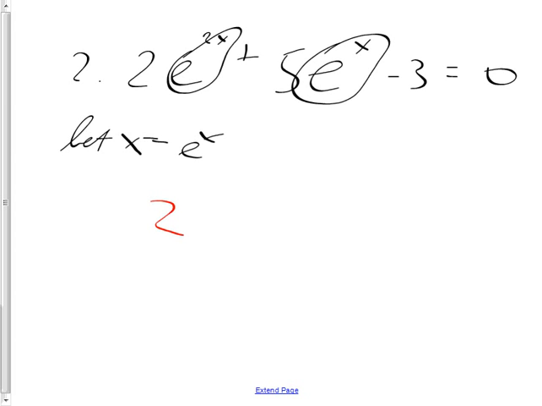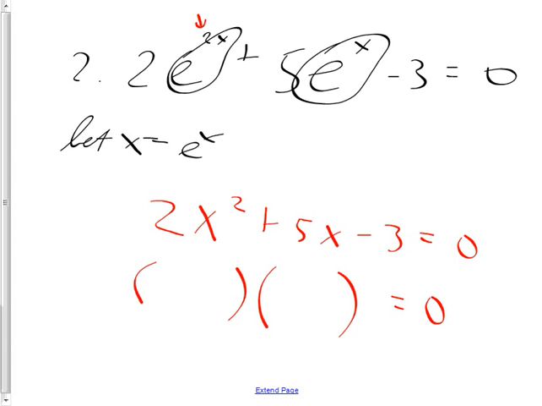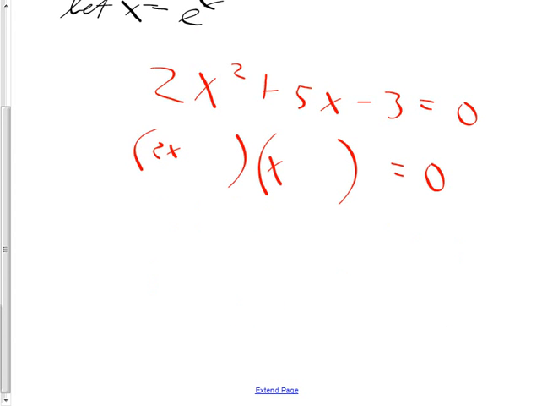So this has now become 2x squared. Remember, this is still a squared. Plus 5x minus 3 equals 0. I'm really hoping it factors. Does it? Yeah. Excellent. 2x and x. And then can you help me finish it? There's got to be a plus and a minus. Who's got it? Minus 1, plus 3.